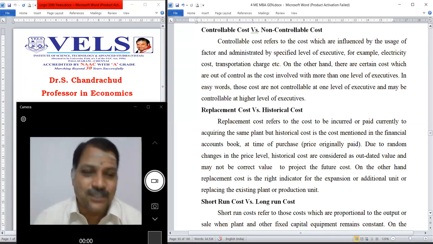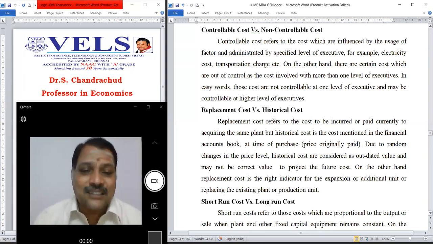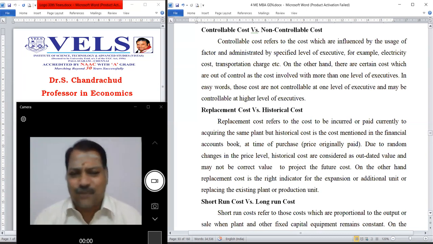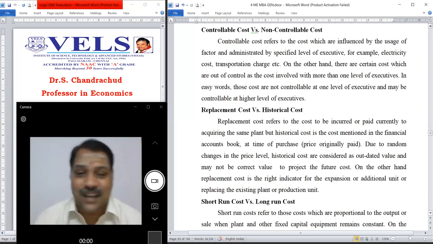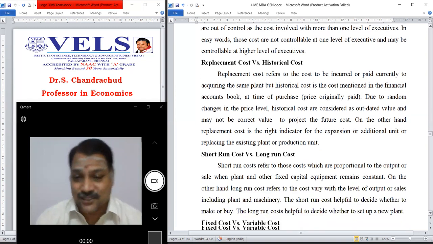It is replacement cost. Due to random changes in the price level, historical costs are considered outdated values and may not be correct for projecting future cost. On the other hand, the replacement cost is a right indicator for the expansion of an additional unit or replacing the existing plant or production unit. So when we compare historical cost and replacement cost, the replacement cost has more scope in business practices.